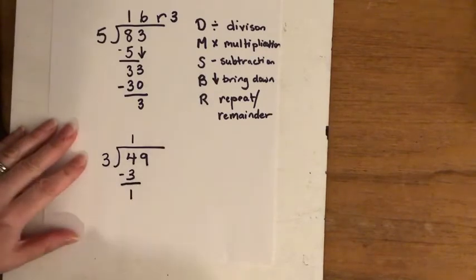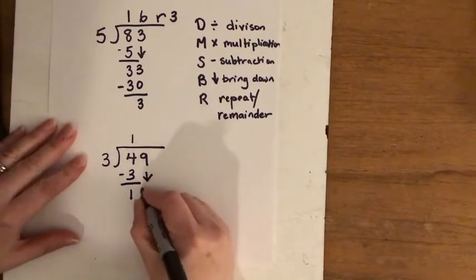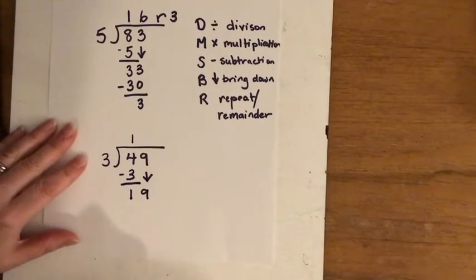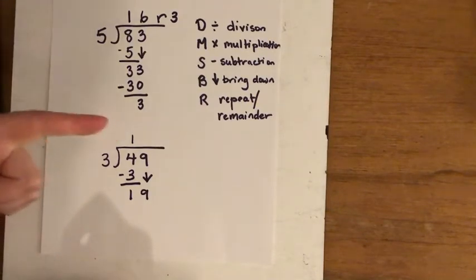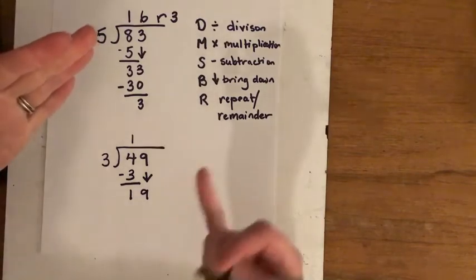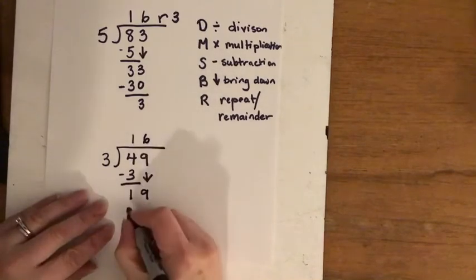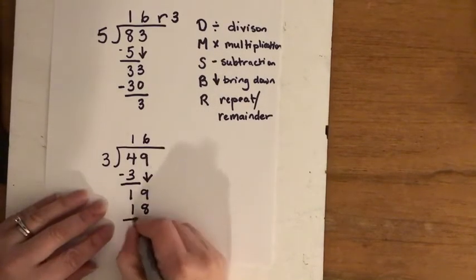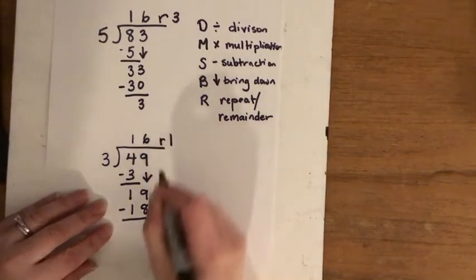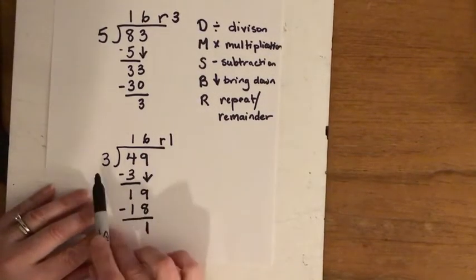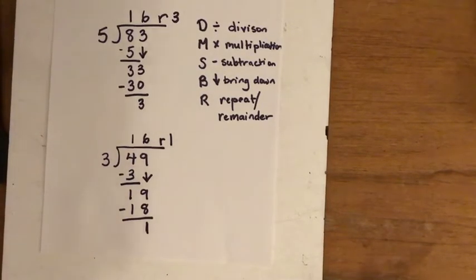When I subtract, I have 1 group of 10. I bring down the 9 ones. Now I have 19 altogether that I'm sharing out. 19 shared into 3 groups. Let's see. 3, 6, 9, 12, 15, 18, 21. Oh, 18. So that's 6 again. 6 times 3 is 18. And I subtract. That'll give me 1 left over. So my remainder is 1. 49 items divided by 3 people is 16 for everybody, and I get to keep 1.